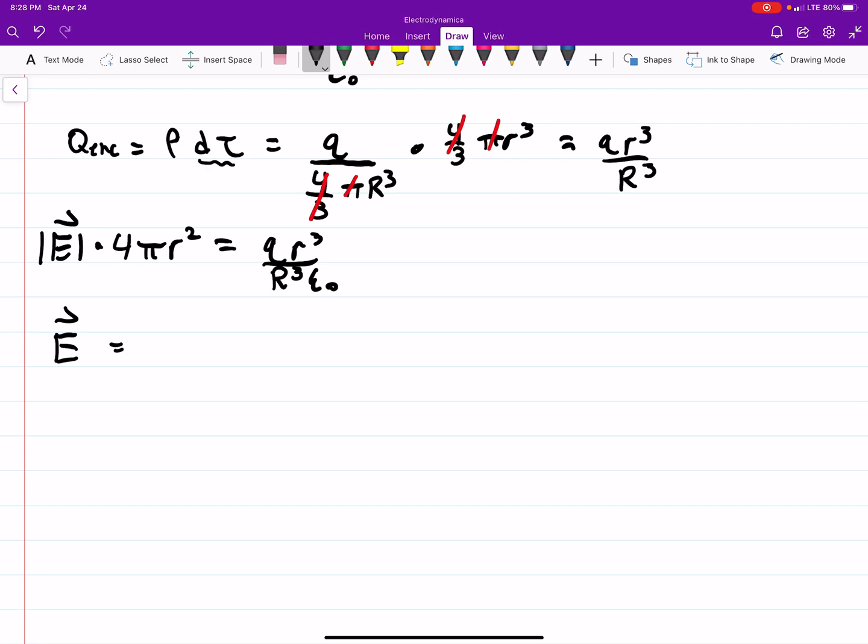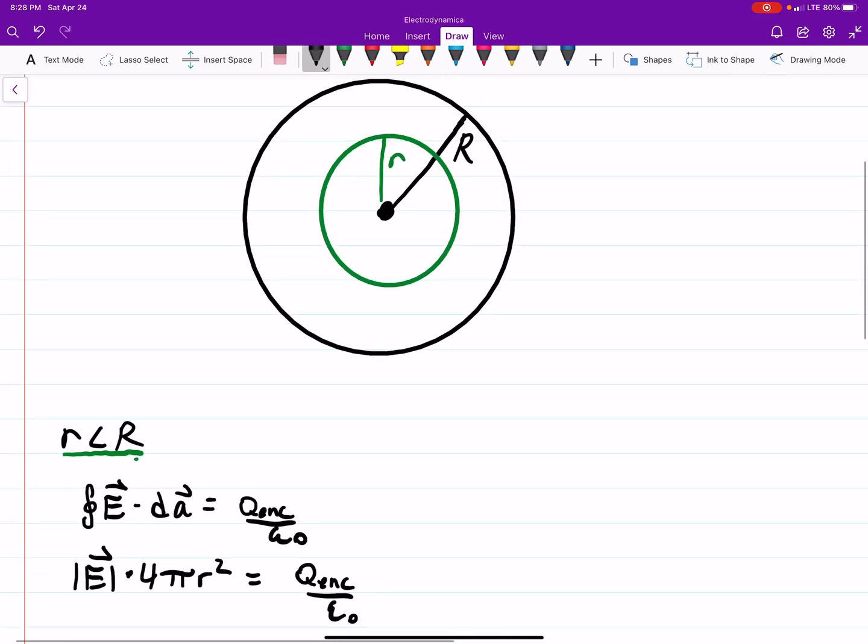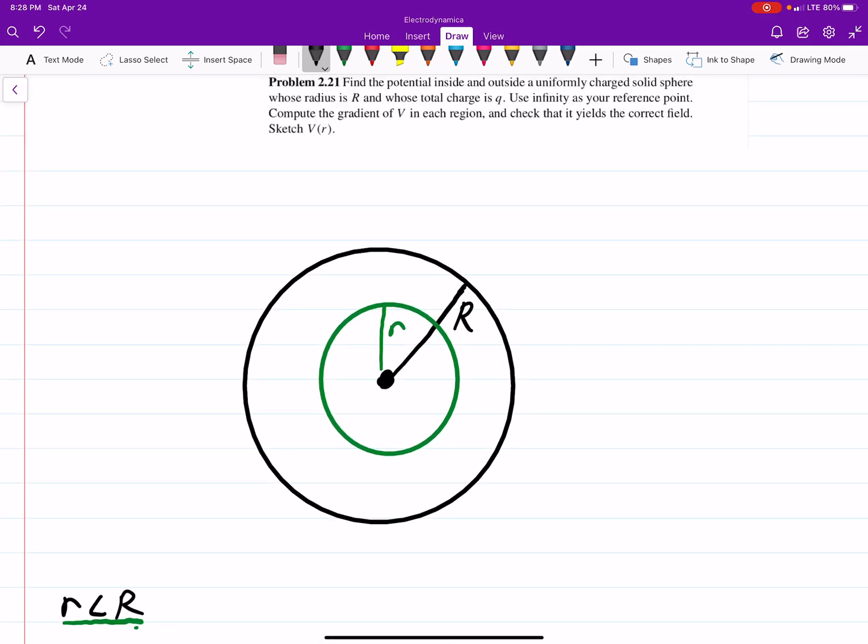So then finally we can say the E field as a vector is equal to, well, we're actually going to be dividing over the r squared here, so that'll cancel with all but one r here. So we'll be left with Q r over 4 pi epsilon naught big R cubed, r hat. So this is the electric field inside our sphere, for a Gaussian surface like the green one I drew.